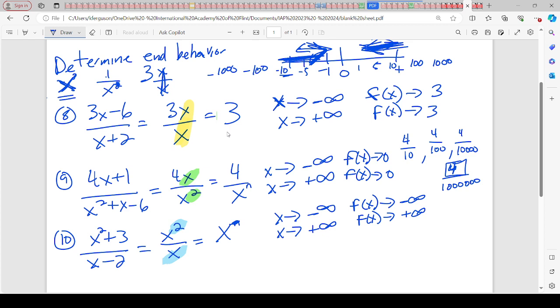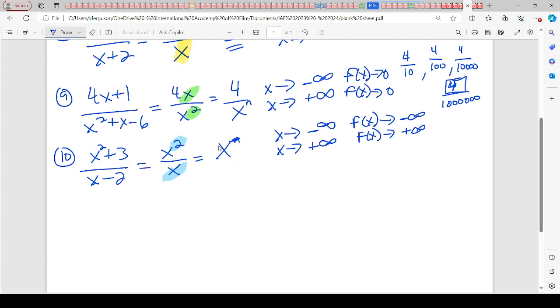My variables cancel off and I'm left with a constant. So it approaches the constant. I've got a constant divided by a variable. So my functions approach zero. And then finally, I just end up with a variable. And so as I put in negative numbers, my function approaches negative numbers. When I put in positive numbers, it approaches positive numbers. Boom, I'm done.